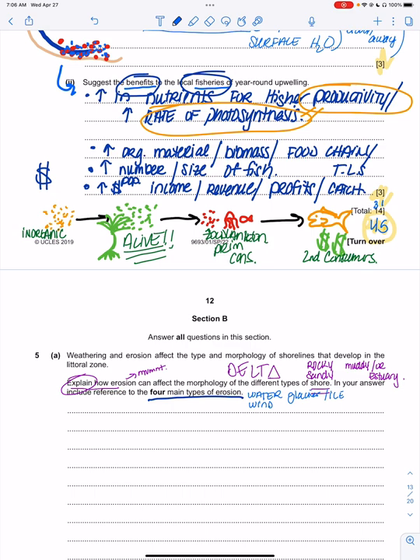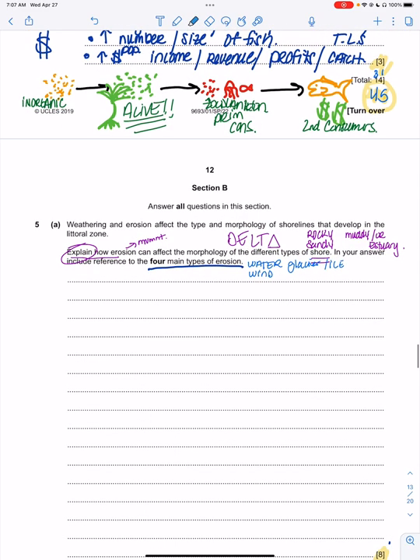Okay, so I talked about how we're going to answer this at the end of the last video, but it is awful. We need to reference the four main types of erosion. This was a vocab assignment for chapter 2.2 maybe, and how erosion can affect the creation or morphology of the different types of shores. These were the shores they had in their answer key, but I don't know why they didn't do delta. It's annoying. Anyway, I don't make the test.